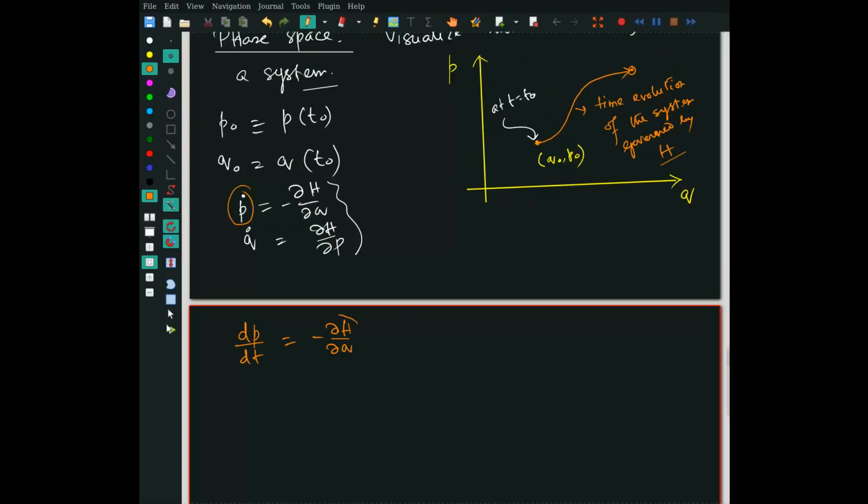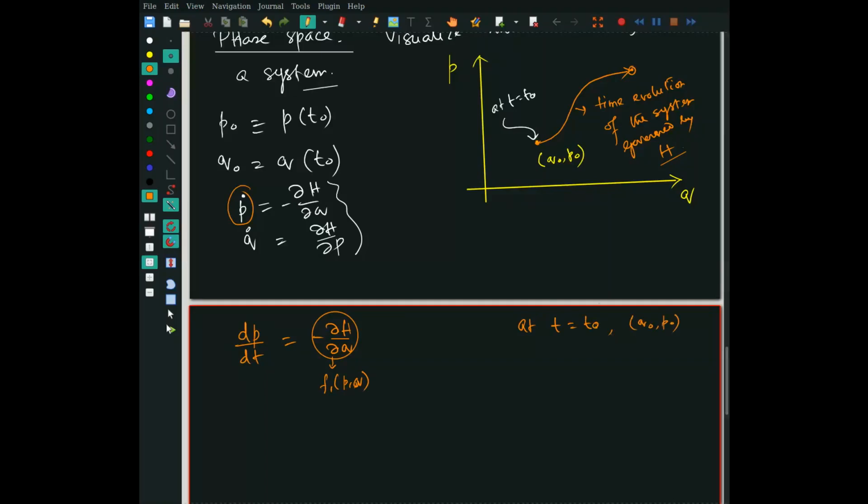Now this del H del q is a function of p and q, right? So you have been given a Hamiltonian, and if you take the derivative of the Hamiltonian with respect to q, you get a function of p and q. So let me call it, say, f1(p, q). Okay, and at t equals t0, that particle was at p0, q0, right? So at t equals t0, the coordinate was q0, p0.